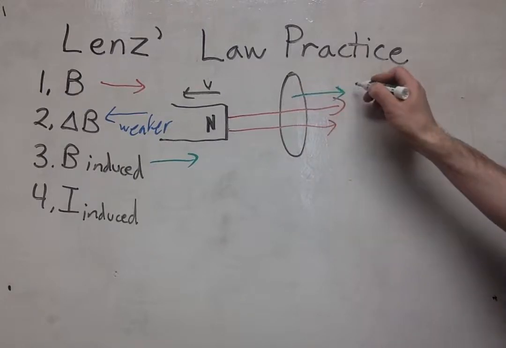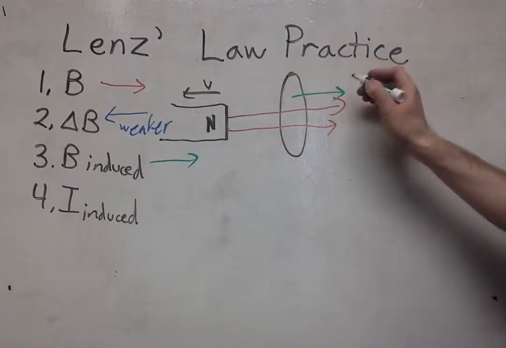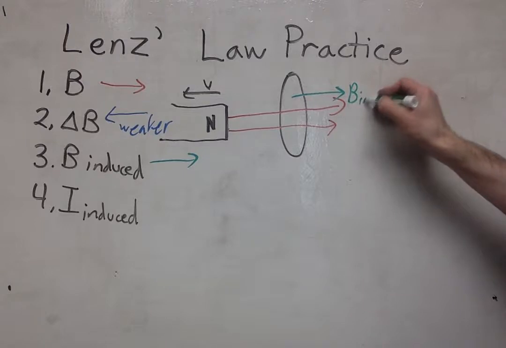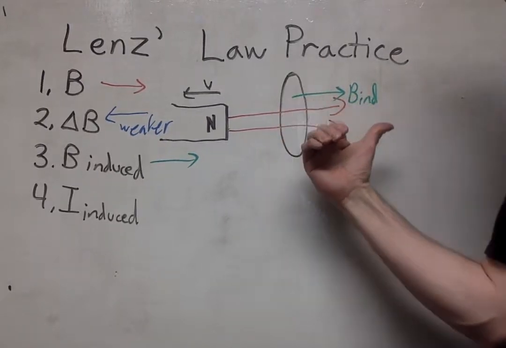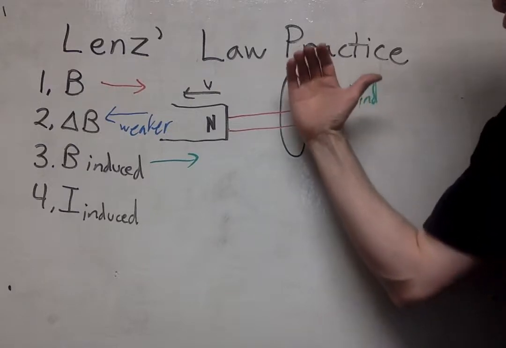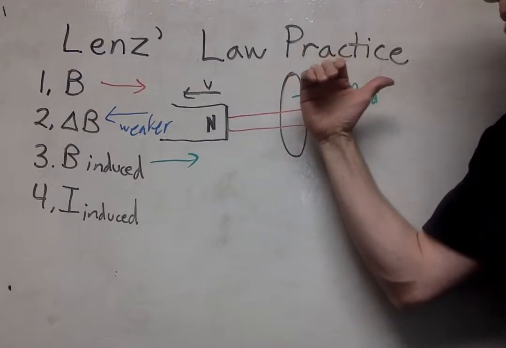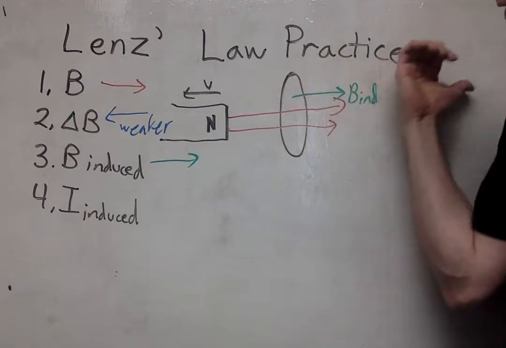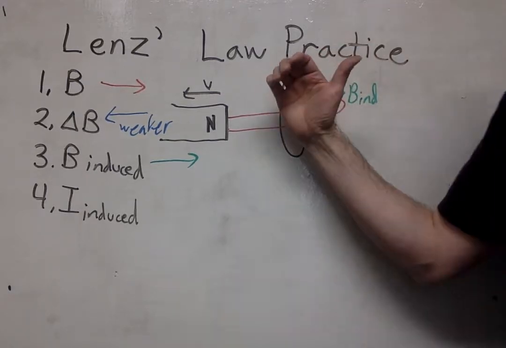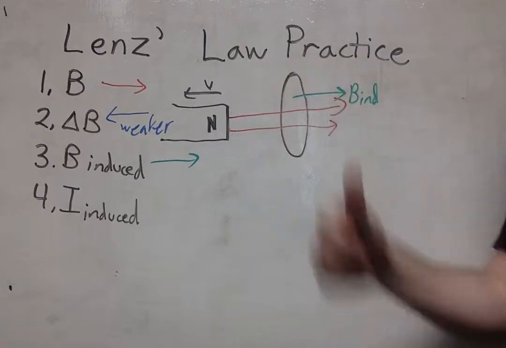B induced is always opposite delta B. So delta B is this way. Delta B is left, and B induced is this way. Finally, a right-hand rule. If the B induced is this way, it's got to be counterclockwise as seen from the right. If you're looking from the magnet side, it would be clockwise, but seen from the right, it's counterclockwise.